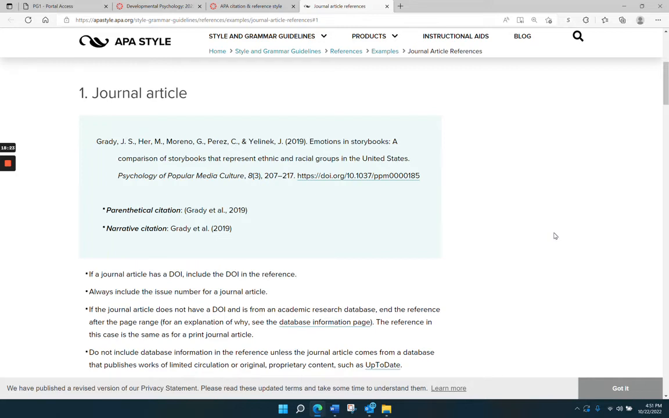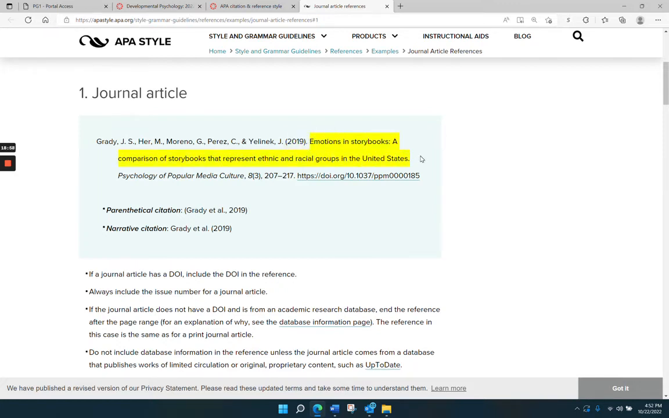So I know that there's dozens and dozens of examples of things here, but you've been reading journal articles, so you only need this one. So the first thing you see is the reference style. This is for the references, which is the reference list at the end of the paper. And so you have the authors by last name and then initials. You have the year of the publication.